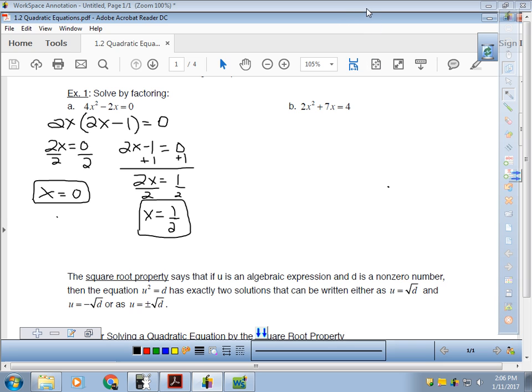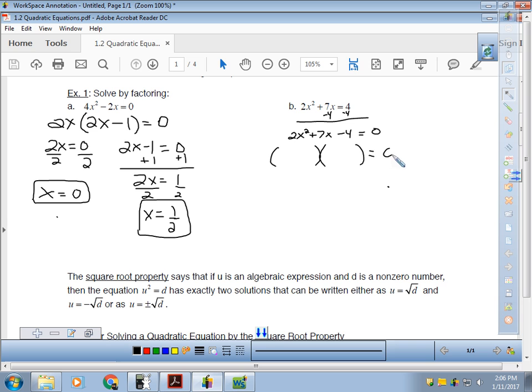Alright, so let's look at our next one. We got 2x squared plus 7x equals 4. Again, first thing to do is get everything on one side so that it equals 0. So I need to move this 4 over with subtraction. So I have 2x squared plus 7x minus 4 equals 0. Then I want to factor that.